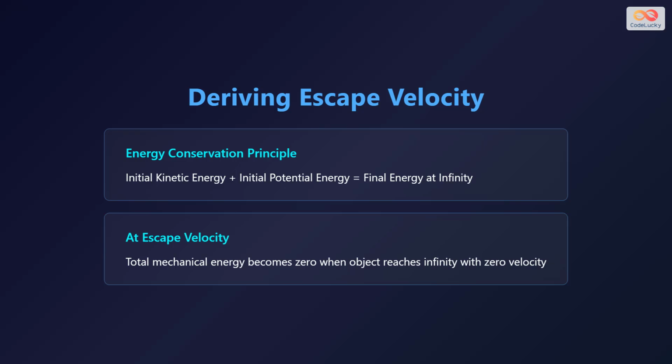To derive the formula for escape velocity, we use the principle of conservation of energy. This principle states that the initial kinetic energy plus the initial potential energy must equal the final energy at infinity. At escape velocity, when the object reaches infinity, both its kinetic and potential energies become zero, meaning the total mechanical energy becomes zero.